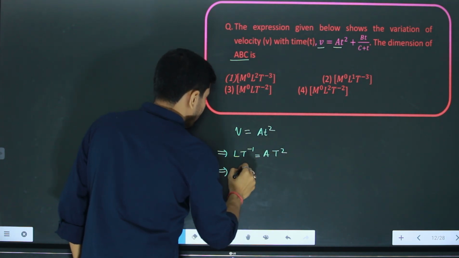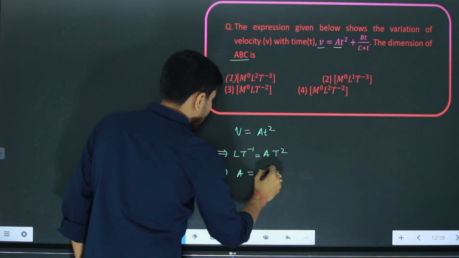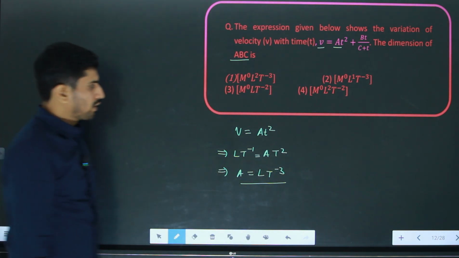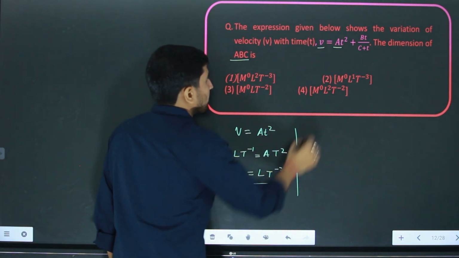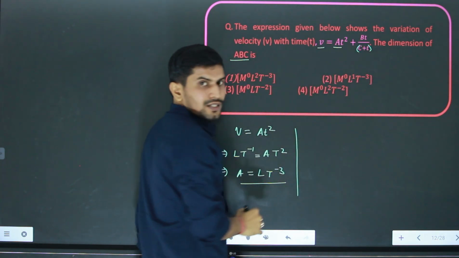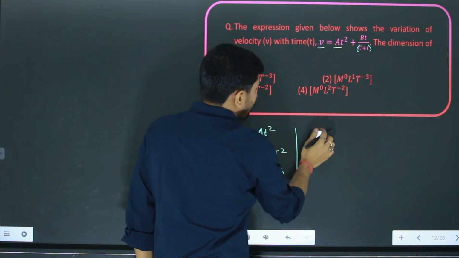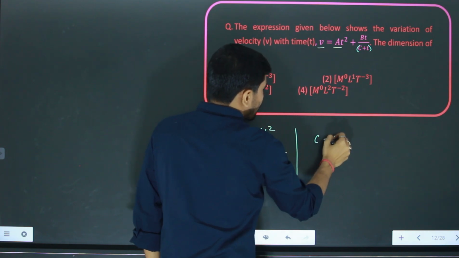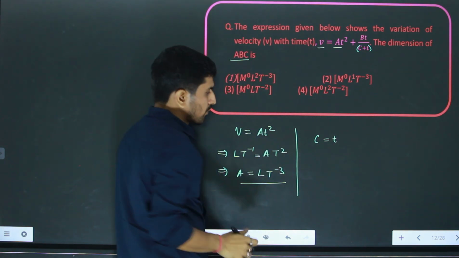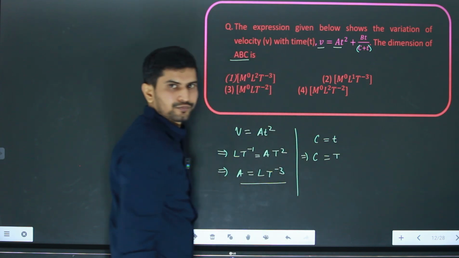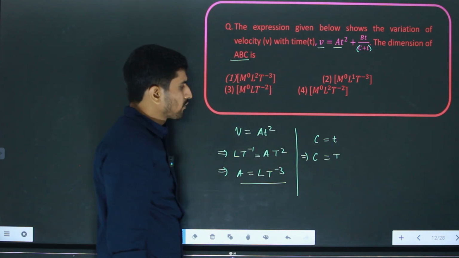So A will be equal to L T minus 3, okay. Now let's look at C plus T. This C and T, they are added, therefore the dimension of C and dimension of T will be same by homogeneity. So dimension of C will be equal to T only. This is also done, right.